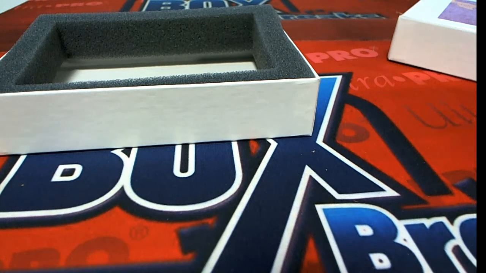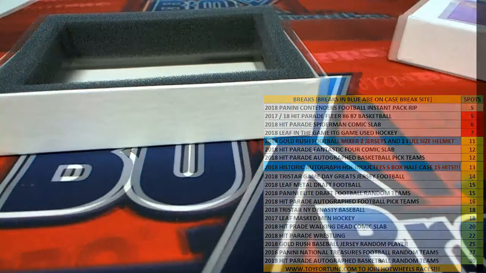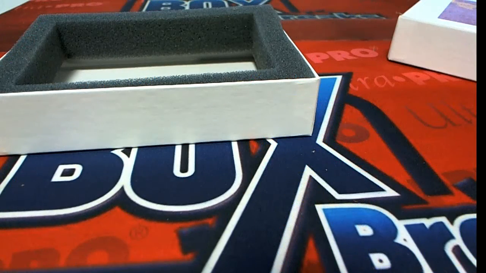Let me see. That's his rookie, by the way. Yes, Tony M. That's coming out to you. Tony M. right there in spot 100. Tony. Very good. That is coming to you.